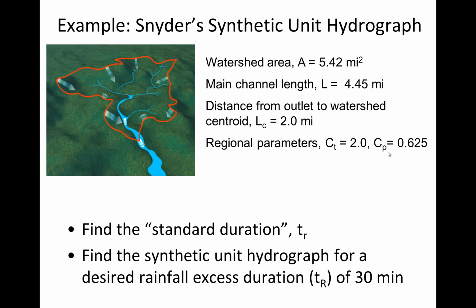And so the two things that we're going to find in this example are the standard duration, which is a starting point for using the Snyder method, and then we're going to use that standard duration and the rest of the process to find out what the hydrograph would look like for a rainfall excess duration of 30 minutes. So in other words, we're going to want to generate a hydrograph that says if there's 1 inch of rainfall excess, this will be the hydrograph that comes out.